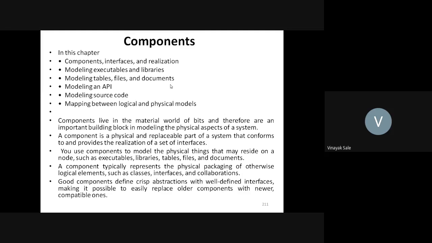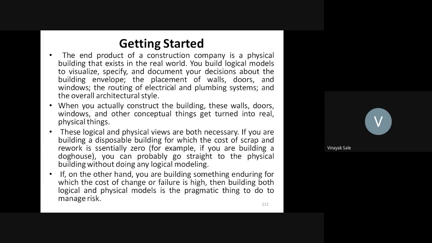So you use components to model the physical things that may reside on a node, such as executables, libraries, tables, files, and documents. A document typically represents the physical packaging of otherwise logical elements such as classes, interfaces, and collaborations. Good components define crisp abstractions with well-defined interfaces, making it possible to easily replace older components with newer compatible ones.